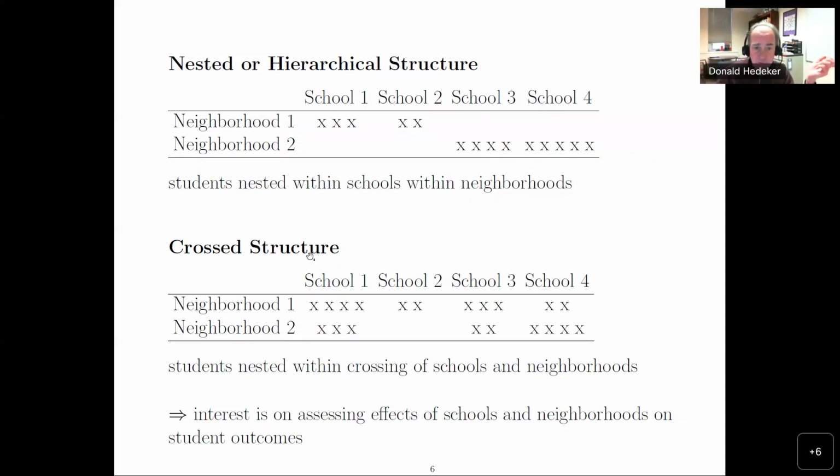Here shows a cross-classified scenario. Now you can see that all the kids in school 1 are from different neighborhoods. Likewise in school 3 and 4. It doesn't have to be that all the schools are that way. In school 2, they're only from neighborhood 1, but you can see there are several schools in which there is this crossing of these 2 kinds of clusters, the schools and the neighborhoods. And so what we're interested in here is to assess how much variability is attributable to these 2 kinds of clusters, schools and neighborhoods, how much influence they have on the outcomes from the students.